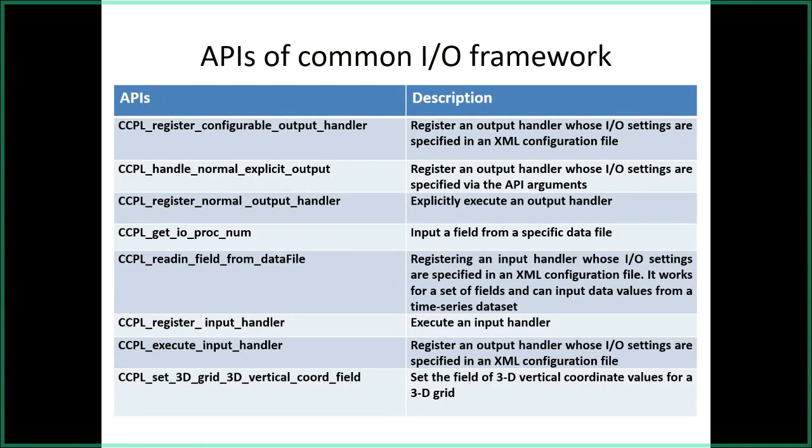Benefiting from the existing APIs and the functionalities of C-coupler2, we just developed several new APIs, and the code for this I/O framework is, I think, maybe less than 6,000 lines of C++ code.